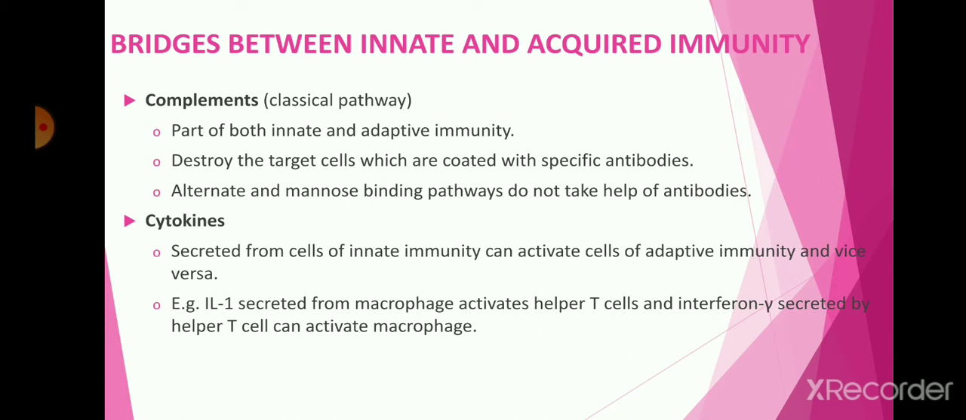We know that the complement pathway has about 30 proteins, which are useful for the production of different types of antibodies and different types of molecules that fight against microorganisms. Then cytokines. We know that cytokines are a type of immunochemical which is also part of the innate and adaptive immunity.